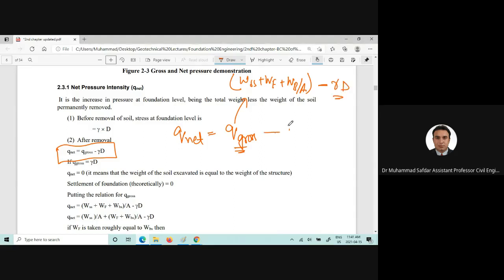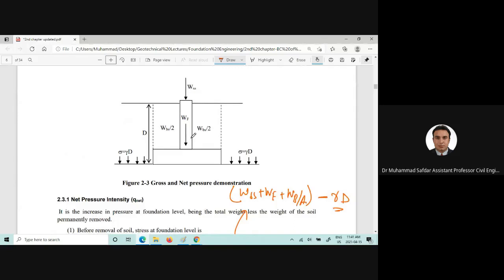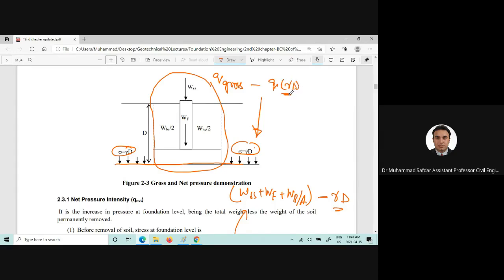and whatever we get, you will subtract the gamma into D, which is q, okay, and that is the overburden pressure which is exerted here at the base of the footing. So this is the Q gross. And if you subtract this one, q, which is gamma into D basically, or we can say Q gross minus gamma D, this will give us the Q net.